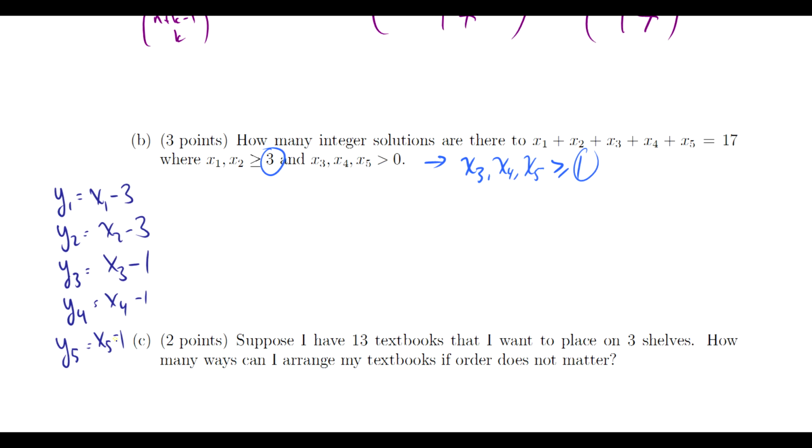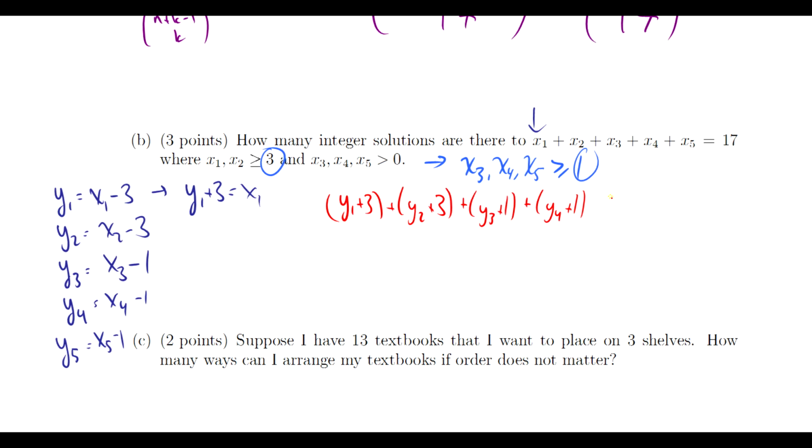So let's substitute this in here. Okay, x1 becomes, well, we need to isolate x1. So we get y1 plus 3 is equal to x1. So we'll do some substitution in here. So our result is going to be y1 plus 3 plus y2 plus 3 plus y3 plus 1 plus y4 plus 1 plus y5 plus 1 is equal to 17.